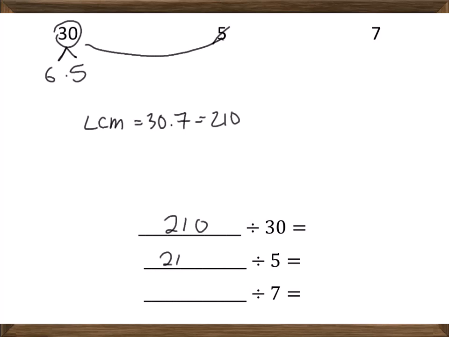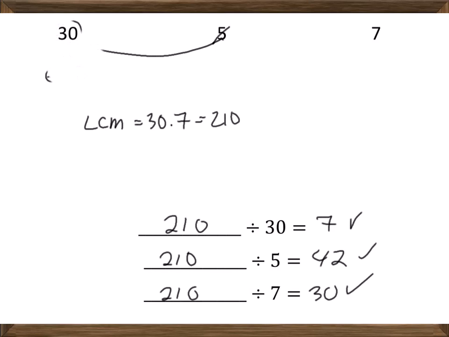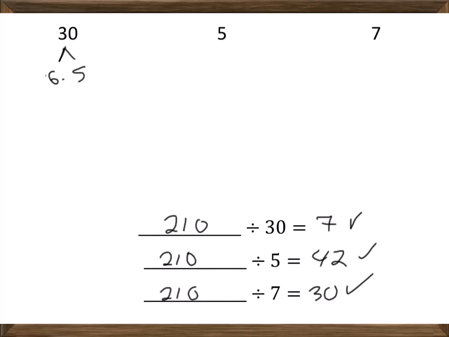So, let's test that theory and make sure that it works. So, 210 divided by 30 is 7. 210 divided by 5 is 42, and 210 divided by 7 is 30. So it definitely works. Again, if you don't like this method, another way to think about it is to do a prime factorization. 30 is 6 times 5, and 6 is 2 times 3.